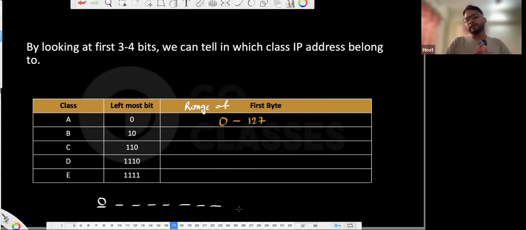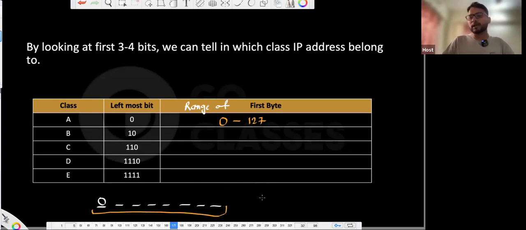Now if it belongs to class A, there are two ways to identify it. How? If it is given in binary, then by looking just at the first bit, you will say that it belongs to class A. If it is given in decimal or dotted decimal, then by looking at the first byte, you will be able to say that this is class A.